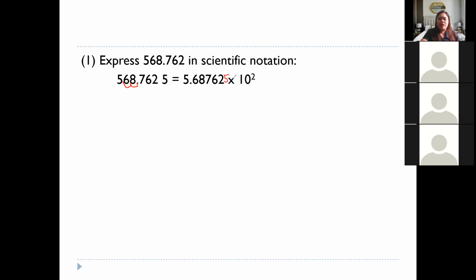So this becomes now 5.6872 times 10 raised to the power of 2, because again, we moved two times. And it's positive because, again, per my instruction earlier, if you are moving to the left, the exponent will be positive. So who are the first 5 with the correct answer?